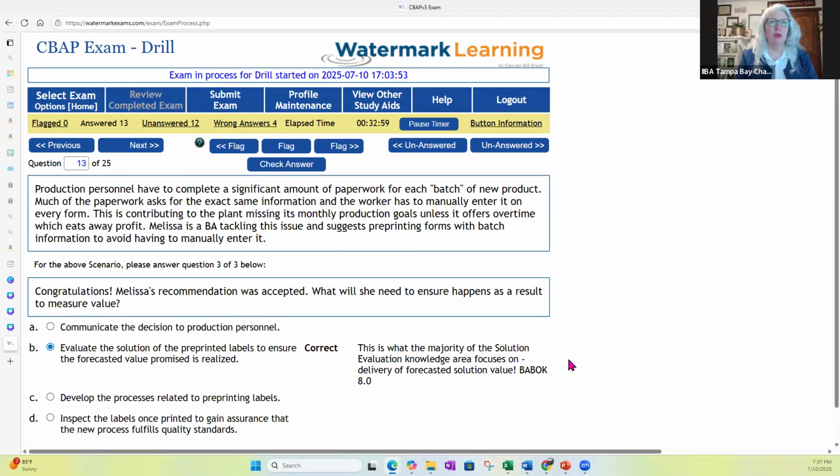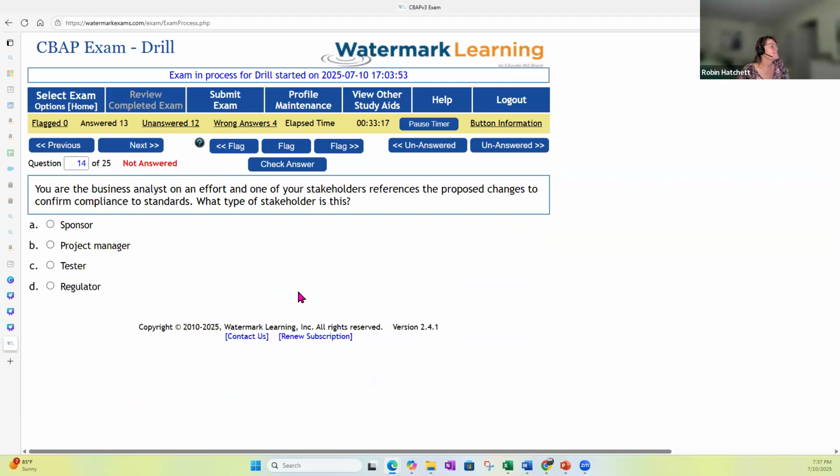This is what the majority of the solution evaluation knowledge area focuses on, delivery of the forecasted solution value. I've seen this question where it says she doesn't have to do anything. She got the project approved. She's free. And it's like, no, not what we do.